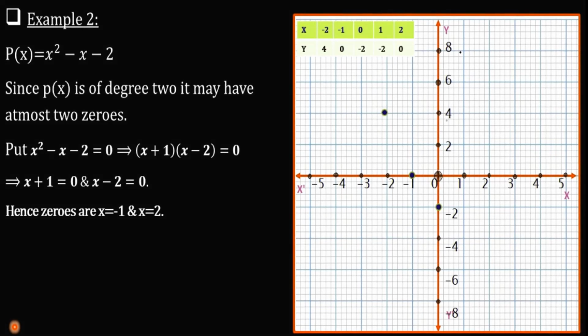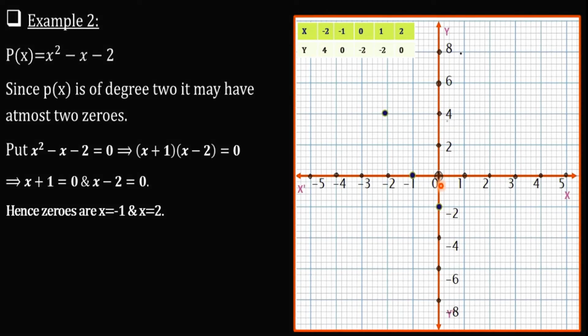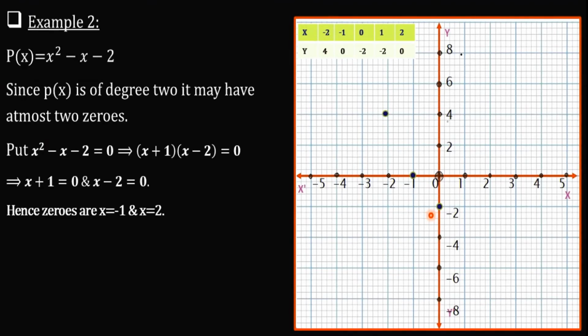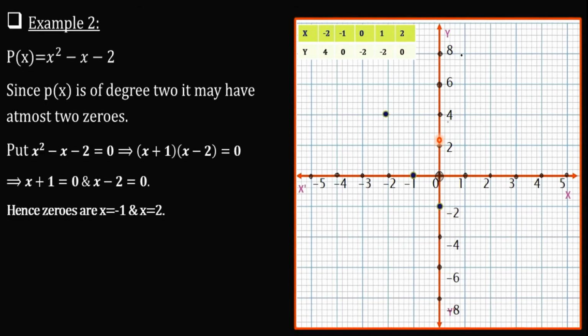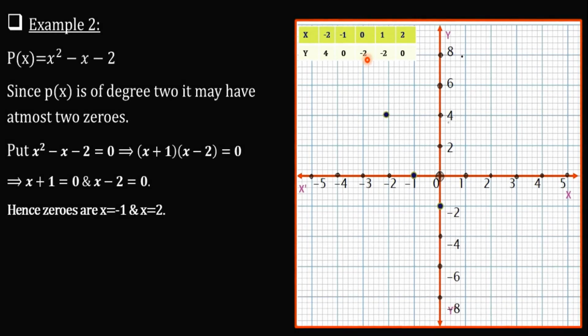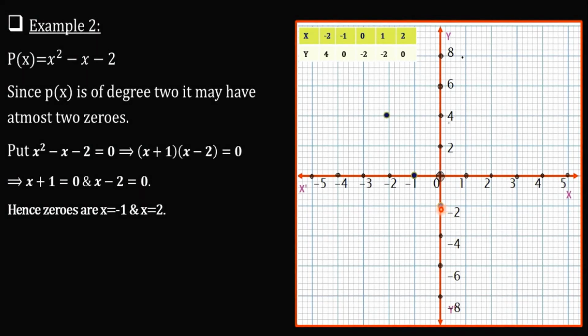Next point, 0, negative 2. That is, y is negative 2 and x is 0. Where will that coordinate come? In the y-axis, the x coordinate is 0 always, and in the x-axis, the y coordinate is 0 always. So 0, negative 2 will be on the y-axis. That is, the x coordinate is 0 and the y coordinate is negative 2.